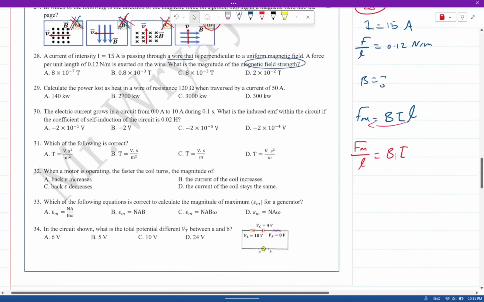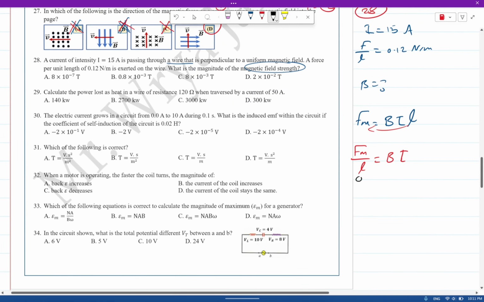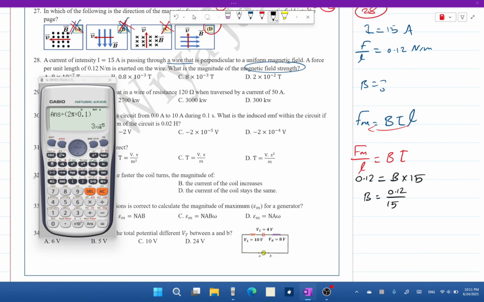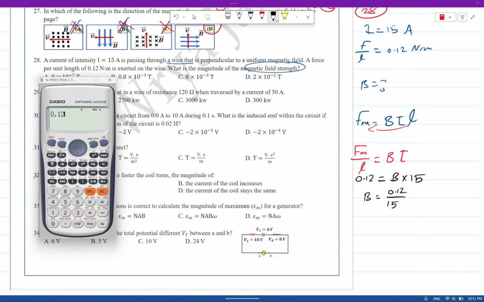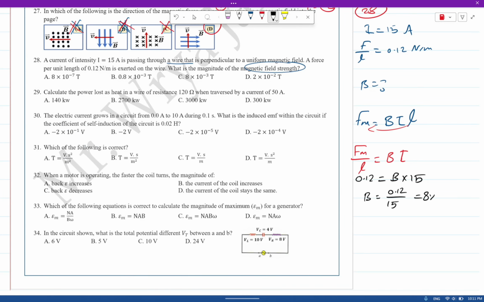Magnetic force per unit length is 0.12, equal to B, which is required, times the current, which is 15. Now B is equal to 0.12 divided by 15. Let's see what that equals. The answer is going to be 8 times 10 to the power negative 3. And that is Tesla because it is a magnetic field. Let's see if we have this one. 8 times 10 to the power negative 3, that is option C.